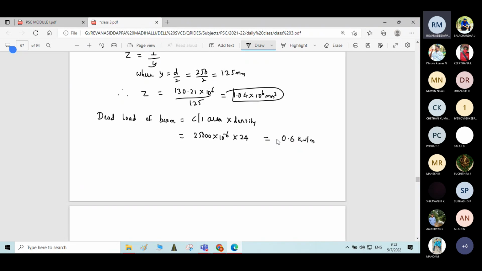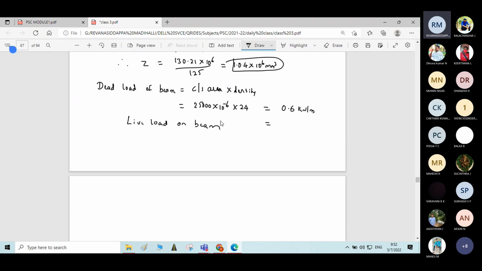Live load on the beam is given as how much? 1.2 kilonewton per meter. So by this, you can calculate the total UDL. Total UDL will be equal to how much? 1.8 kilonewton per meter.